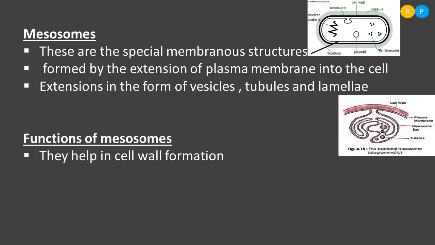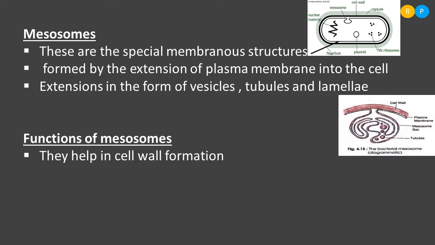So cell wall formation is one of the functions of mesosomes. Soon after cell division, daughter cells need to form a cell wall. The cell wall is a protective wall, right? Without a cell wall, there is no protection to the cell. So after cell division, the formation of the cell wall in the daughter cell takes place with the help of mesosomes.